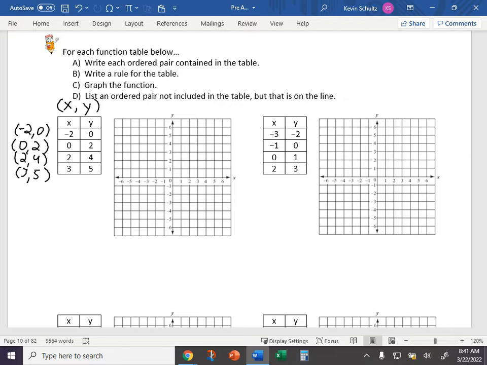When we go to the rule of the table, so letter B here. What we're looking for is how do we get from x to y, right? The rule of the table is the equation.